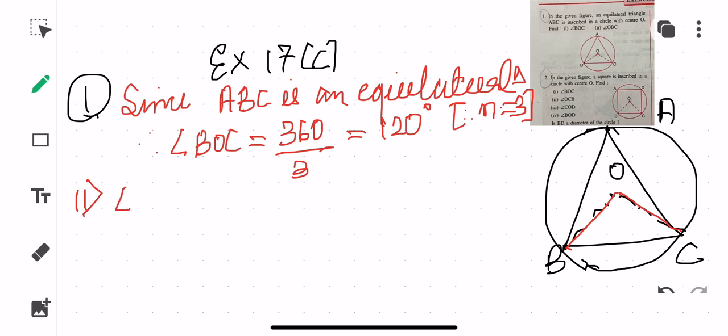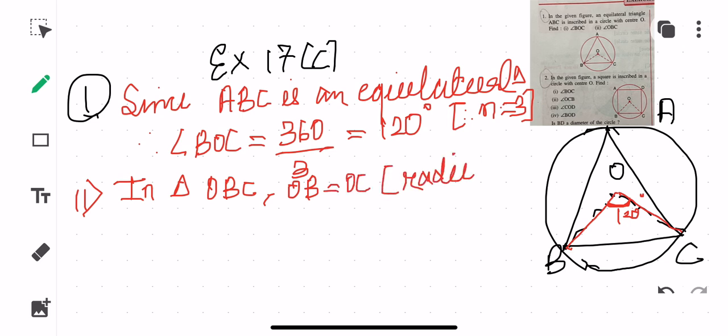Alright, so second, you need to find out angle OBC. And how are you going to find that out? For that you will be writing, BOC you have found out to be 120 degrees. Now for OBC I will be writing like this: in triangle OBC, OB is equal to OC. Why? Because, children, both of them are radii. So write down radii. Then what will this be implying? That angle OBC will be equal to angle OCB.